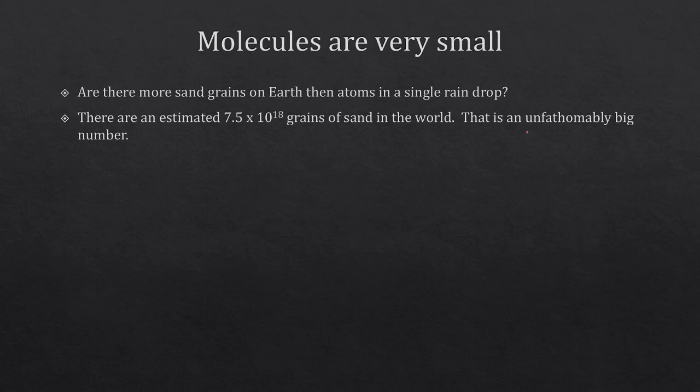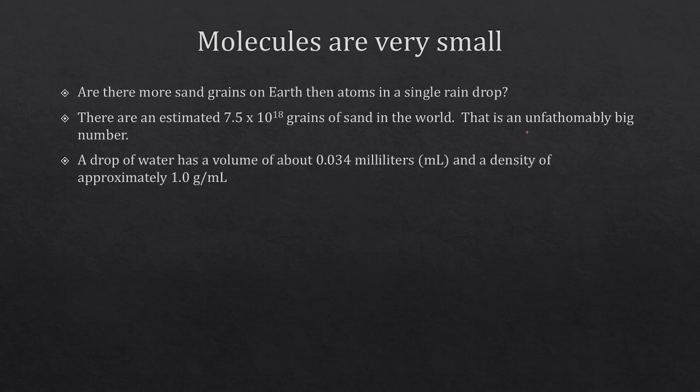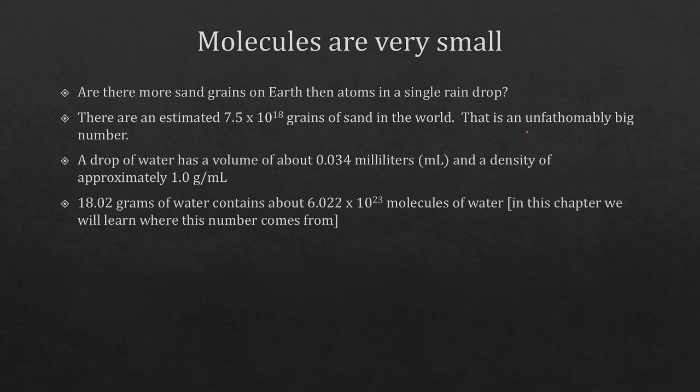Now, let's take a single drop of rain. A drop of rain has a volume of approximately 0.034 milliliters and a density of about 1 gram per milliliter. We're going to say that 18.02 grams of water contains about 6.022 times 10 to the 23rd molecules of water. Note that in this chapter, we're going to learn where that number comes from.